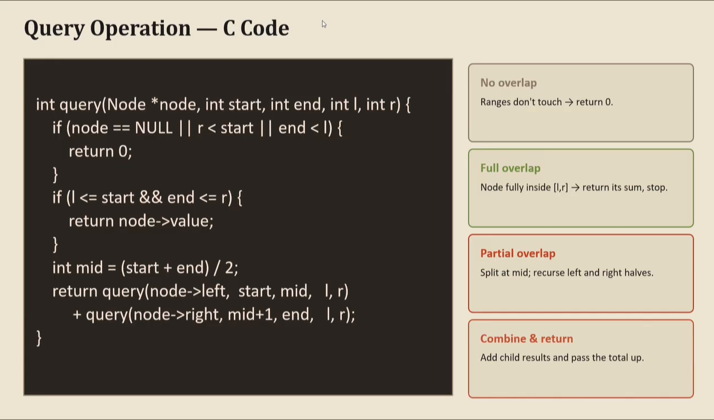Otherwise, we hit the partial case. We compute mid, recurse into both children, and return the sum of the two results. The recursion naturally assembles the answer bottom up as the call stack unwinds. The code is clean and mirrors the three case logic exactly. There's nothing else to it.